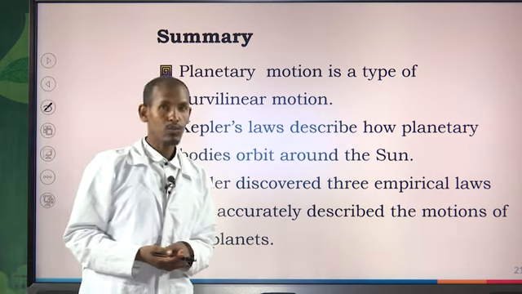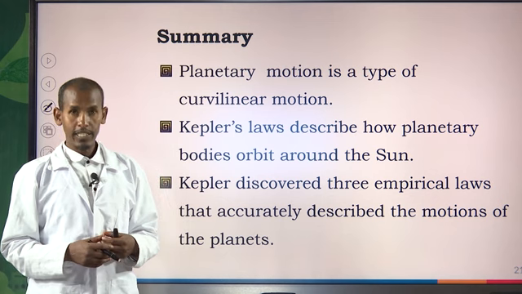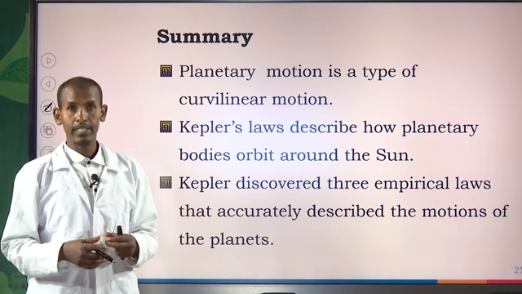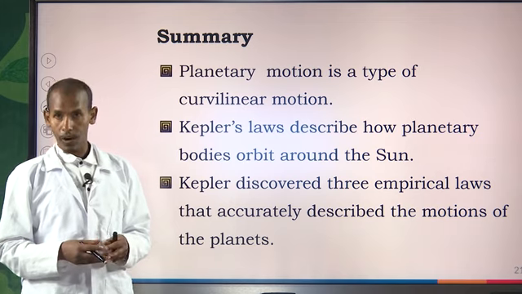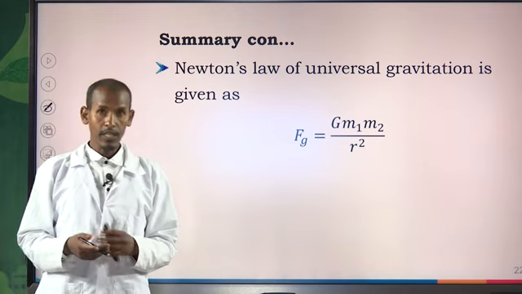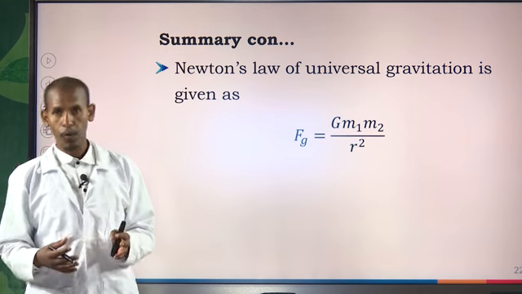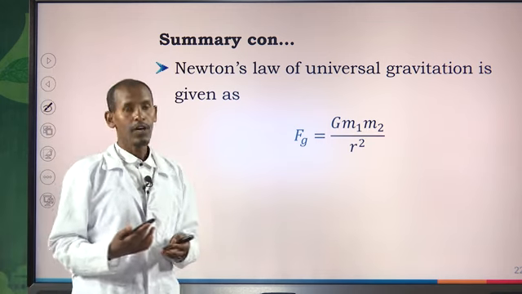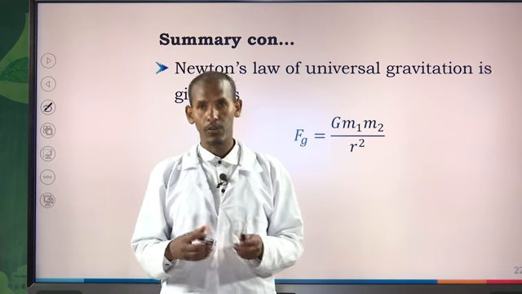So this is what we have discussed today. Let's summarize what we stated in previous slides. Planetary motion is a type of curvilinear motion, and this was studied by Newton and Kepler. Kepler discovered three empirical laws that accurately describe the motion of planets around the sun. And Newton's law of universal gravitation states that the force between any two objects is directly proportional to the product of the mass of each object and inversely proportional to the square of the separation between the objects.